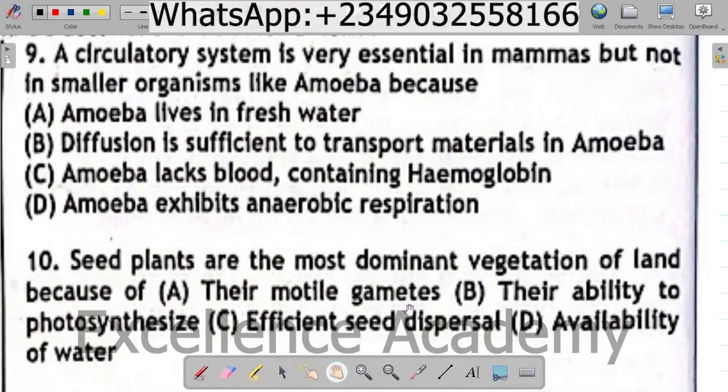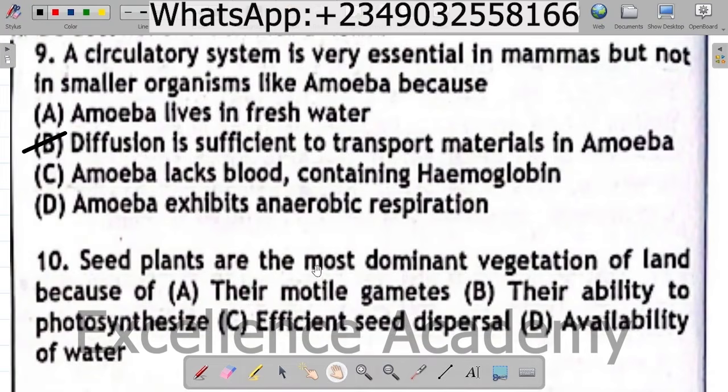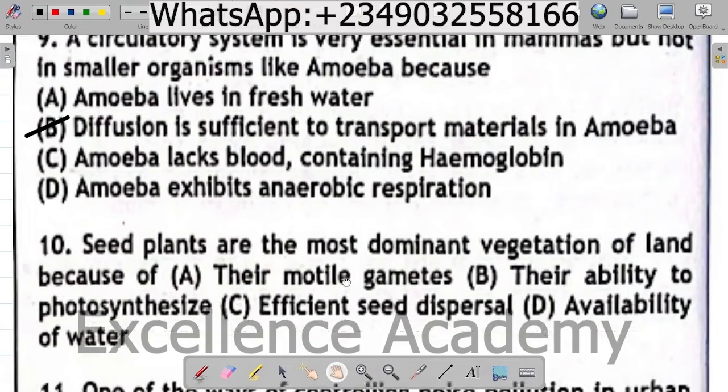The correct option is B. Diffusion is sufficient to transport materials in amoeba. The amoeba, that are smaller organisms, make use of diffusion and active transport for the transport of materials, while higher mammals, due to their complexity in function, make use of an organized circulatory system. So the correct option is B, diffusion, which is sufficient to transport materials in amoeba.